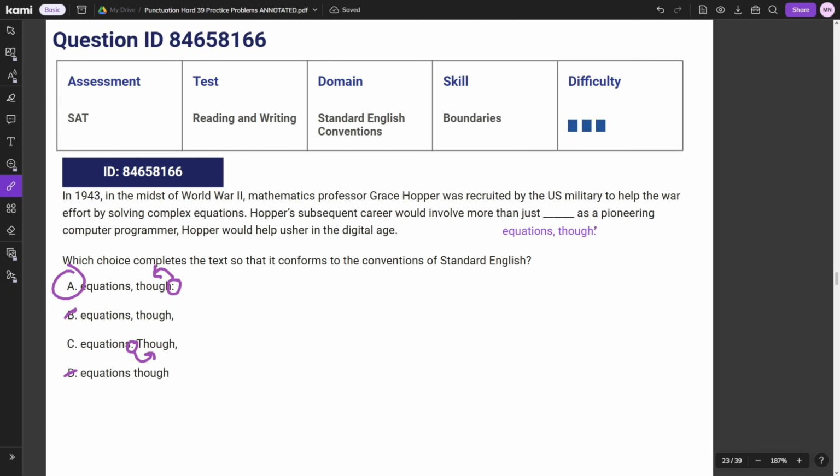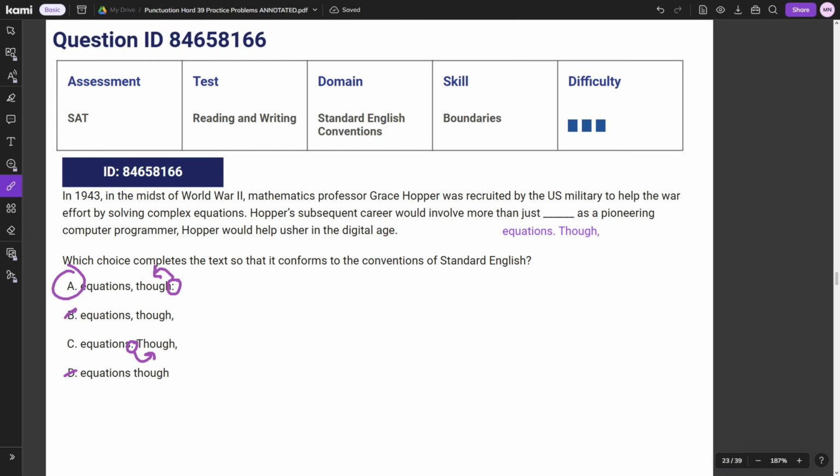"Hopper's subsequent career would involve more than just equations though. Let me add some more details. As a pioneering computer programmer, Hopper would help usher in the digital age." Does this add more details? Yeah, it does. It says that they would do more than just equations, and what did they end up doing? Well, they also helped usher in the digital age. So yes, it would make sense to put the punctuation after the transition word, so it adds on some details.